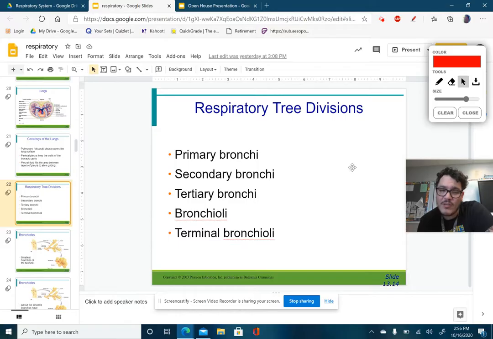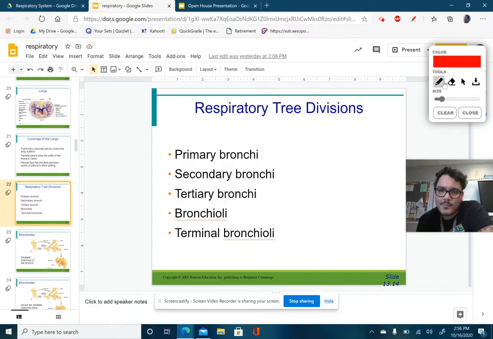The respiratory tree divisions, this is just telling us that as soon as the bronchi begin, which is where the trachea splits, it becomes smaller and smaller. Literally, it's just a tree that has many branches that become smaller and smaller and smaller. So the first division is going to be primary bronchi, then secondary bronchi, then tertiary bronchi, finally bronchioli and terminal bronchioli, which is going to be the end.